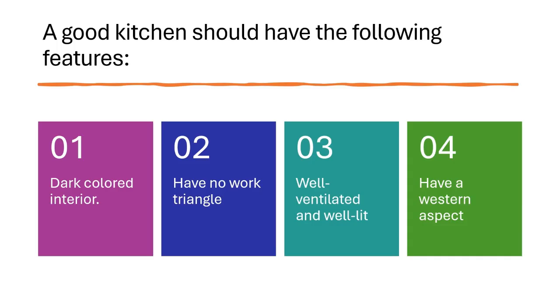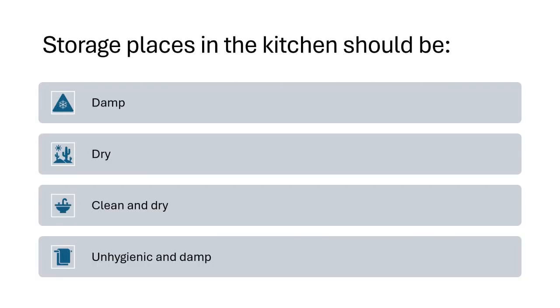A good kitchen should have the following features. It should have a dark colored interior, or no work triangle, or well ventilated and well lit, or have a western aspect. What's the correct answer? So the correct answer is obviously well ventilated and well lit. C is the correct answer, because this is the most important thing that is needed. Let's go ahead.